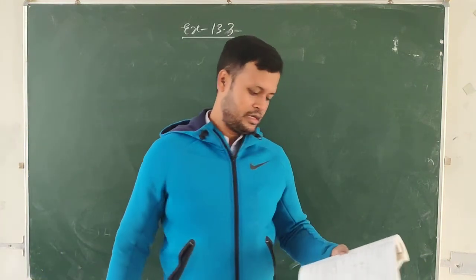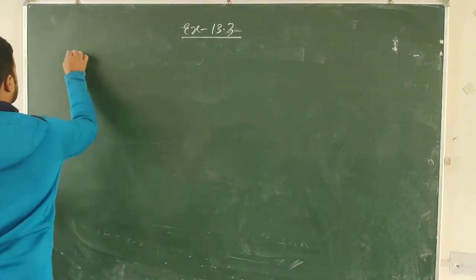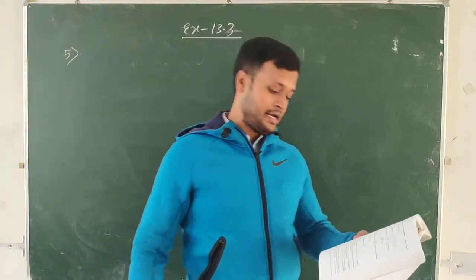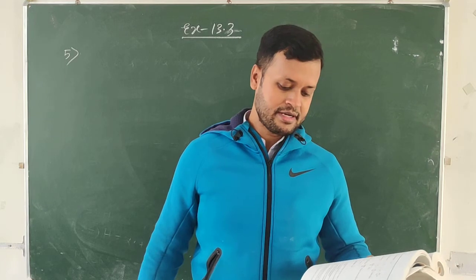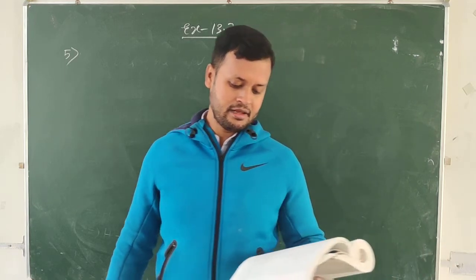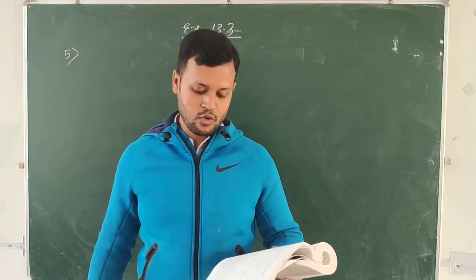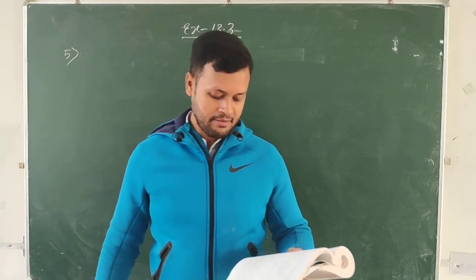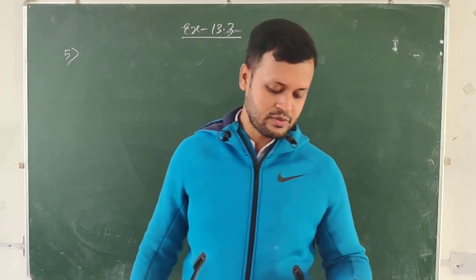So, students, let us see number 5. A container shaped like a right circular cylinder having diameter 12 cm and height 15 cm is full of ice cream. The ice cream is to be filled into cones of height 12 cm and diameter 6 cm having hemispherical shape on the top. Find the number of such cones which can be filled with the ice cream.